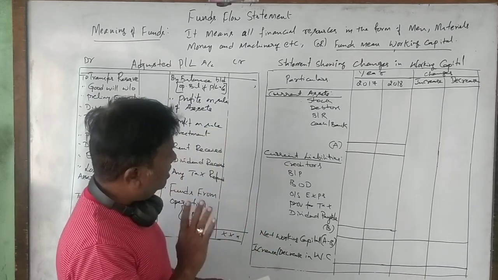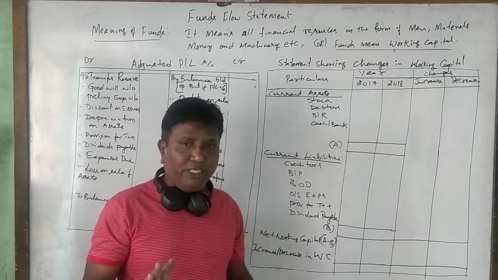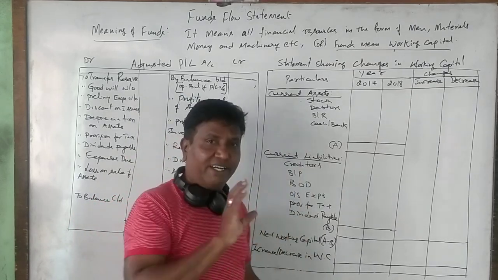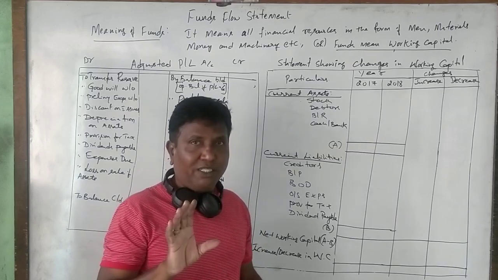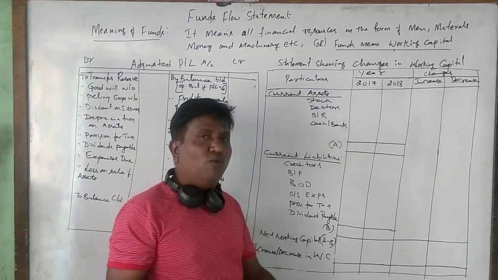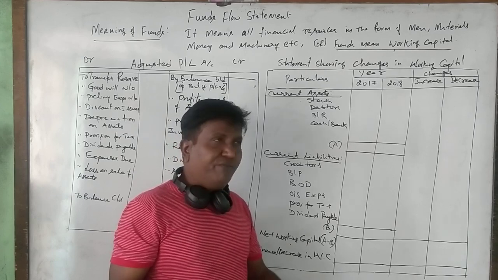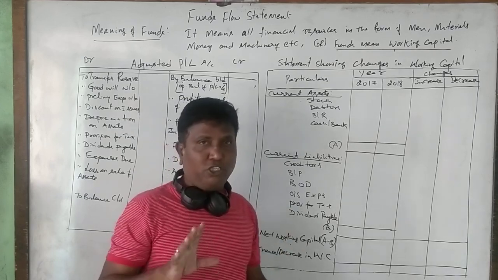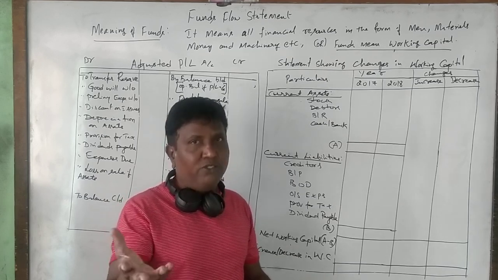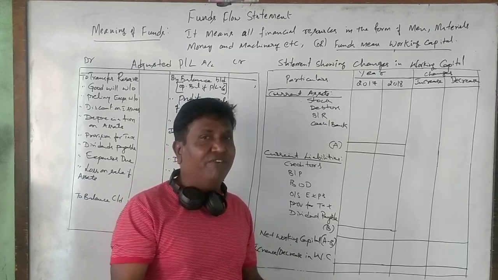Now guys, everything is on the board. What we need to do is identify what are the current assets and what are the current liabilities. While reading it out, we will try to write it on the board, on the paper, so that it becomes easy for us to understand and identify.